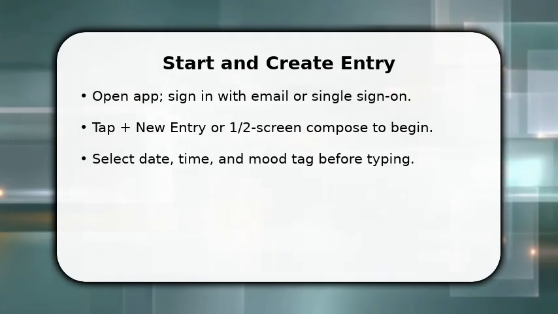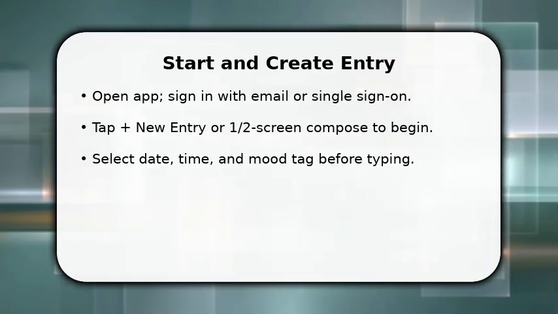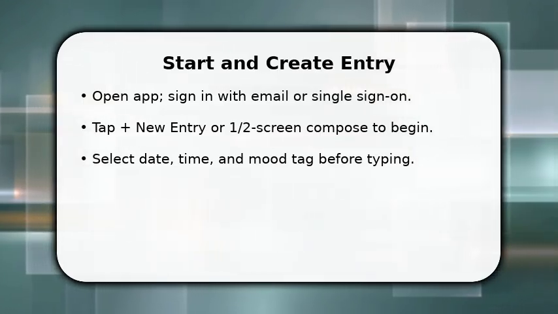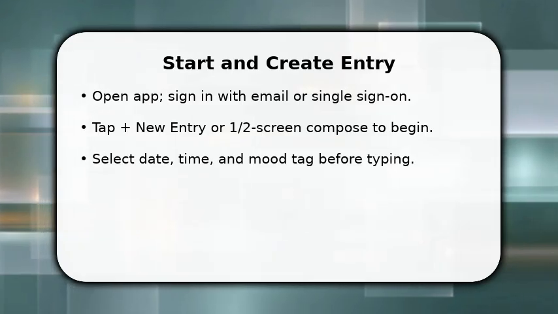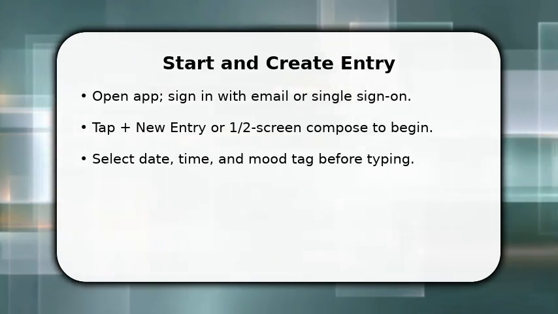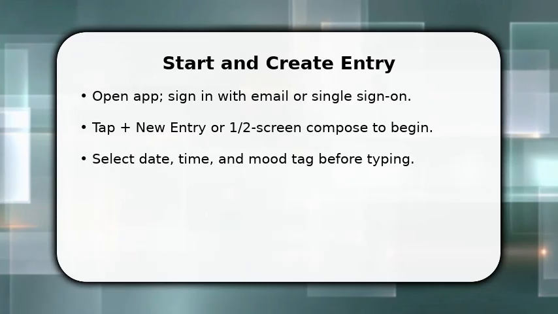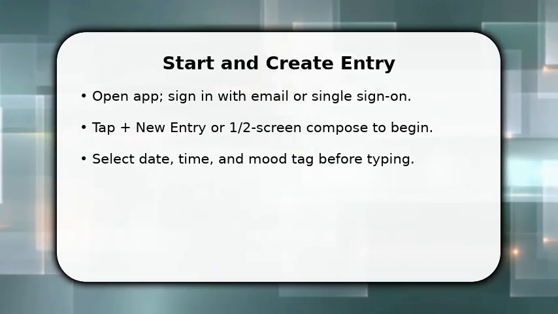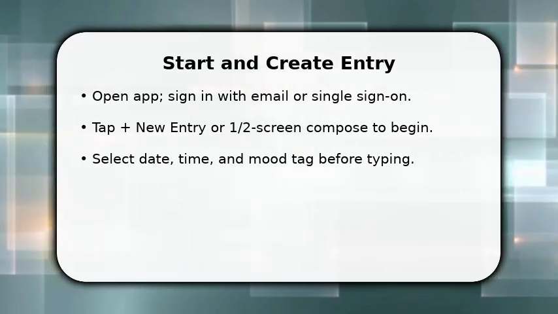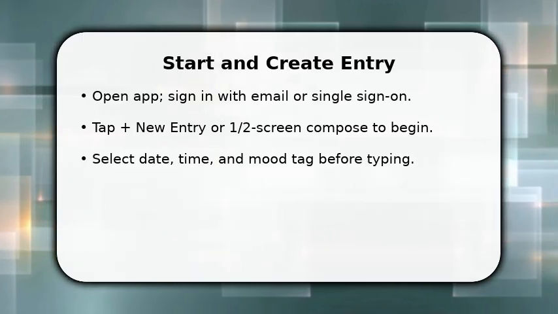You begin by opening the app and signing in. Get to the main journal view. Tap plus new entry to create a record. Once the entry screen appears, choose the date and time and pick a mood tag so your later searches work. Make sure to set privacy options now and optionally attach a photo. This prevents redoing steps later.